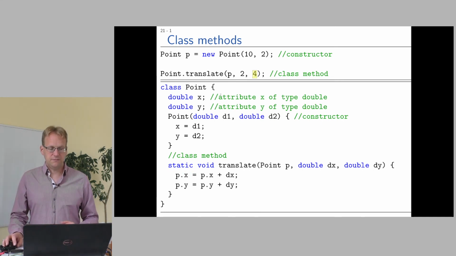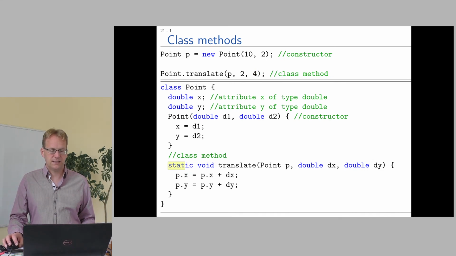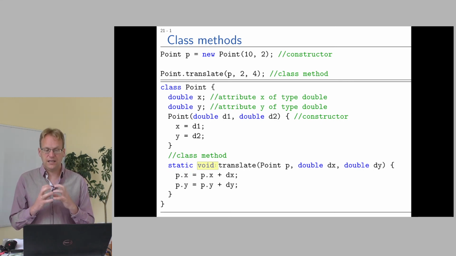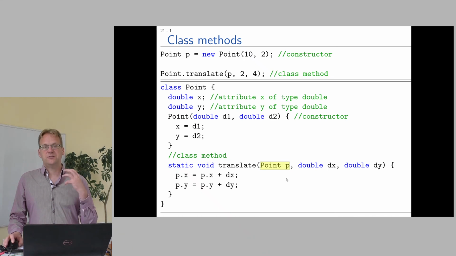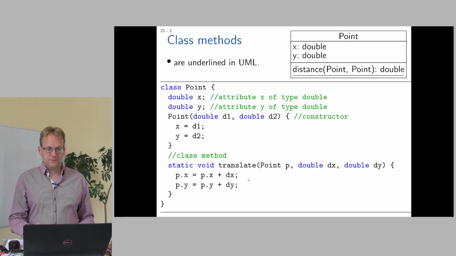Well, and then we can implement the translate method again as a class method, namely the static keyword is required. Void, that's still the same. This method should not return anything. It should just change the attribute values of the point p. The point p is then our first method argument, and the second and third method arguments are dx and dy. Well, that's it for the moment.